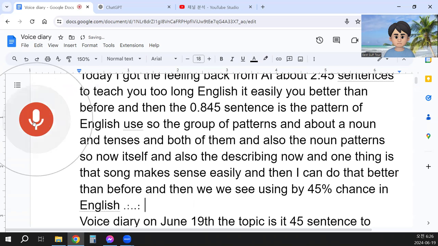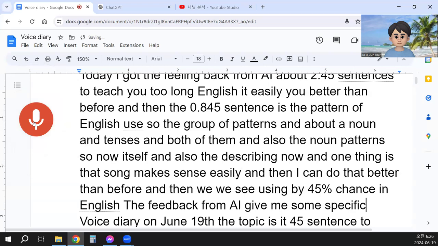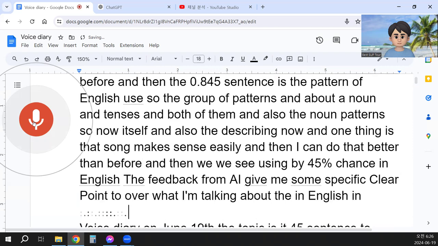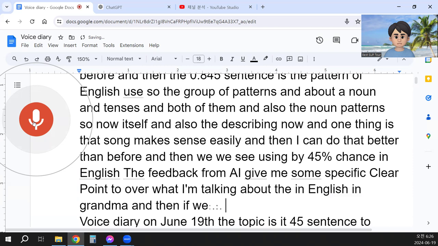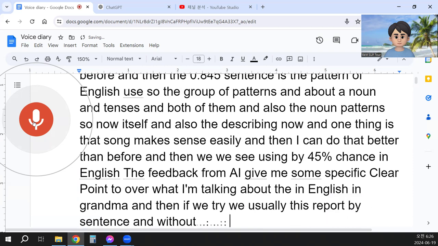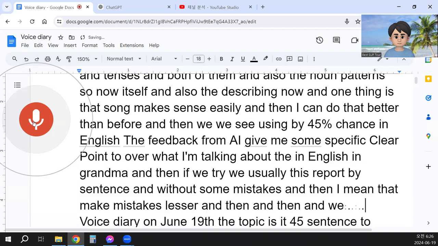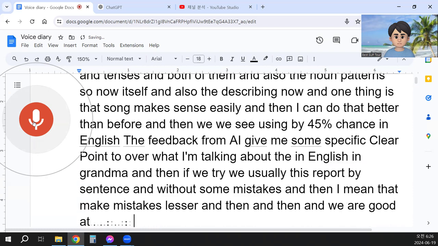The feedback from AI gives me a specific, clear point of what I am talking about in English grammar. And then if we use these 45 sentences, we make fewer mistakes, and then we are good at English in terms of some patterns of English.